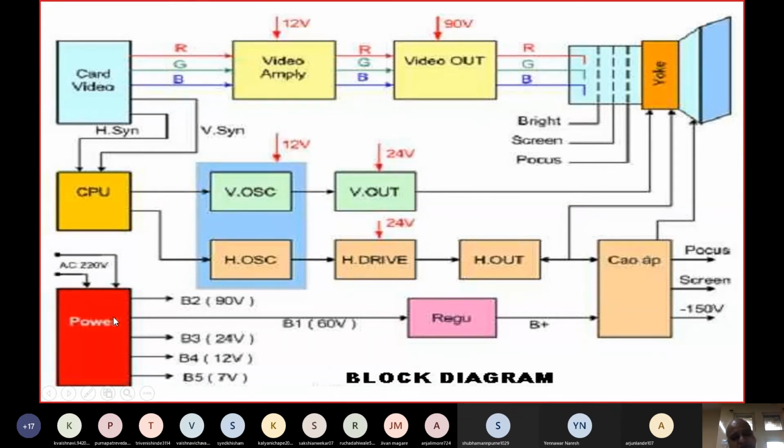Again, this power supply is very similar to the SMPS power supply of your computers. It gives you different voltages: 7 volt, 12 volt, 24 volts, 9 volts, and 60 volts. These 5 voltages are generated. These are regulated, and then finally applied to the respective electrodes. Mostly they are the focusing electrodes or anode electrodes.